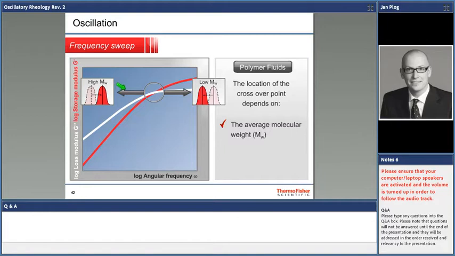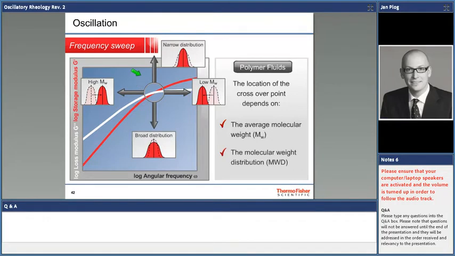The longer the chain, the longer the rubber band, when you think of that as a model, the more energy it can absorb elastically. The earlier you will see this transition. However, this is also true for the distribution. Broad distributions usually bring down the moduli and usually also show a slightly earlier transition.